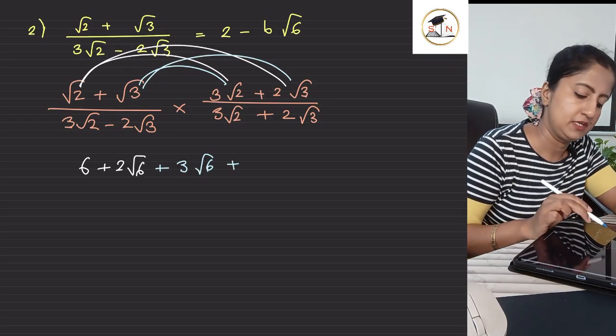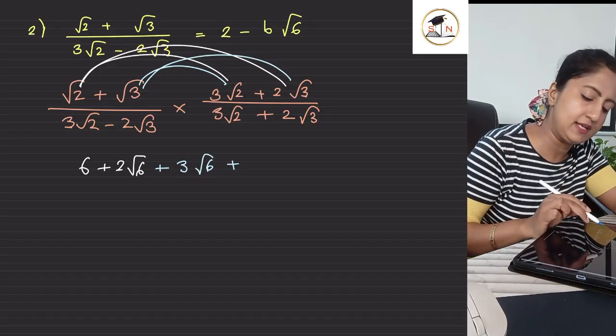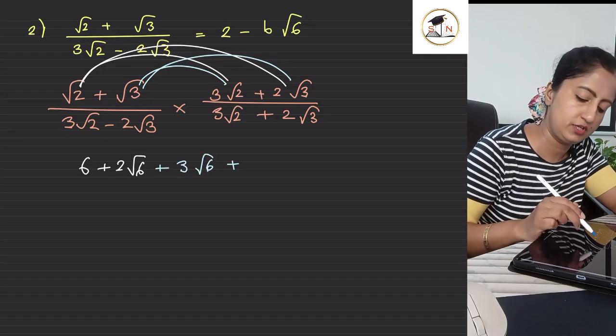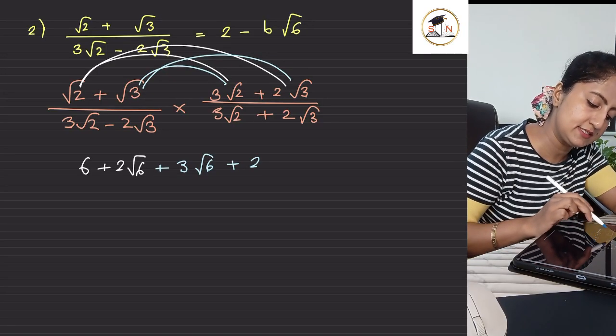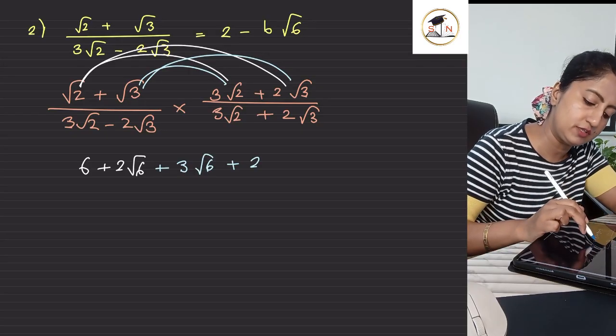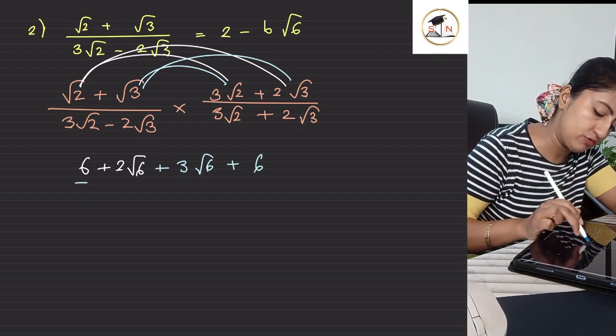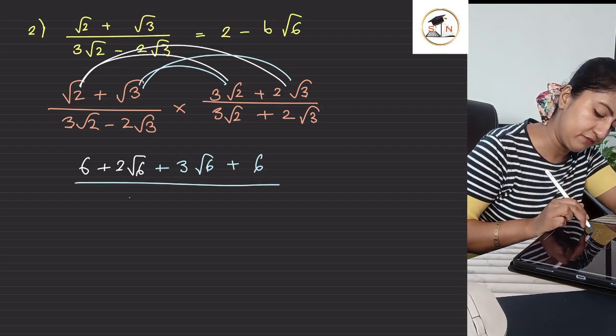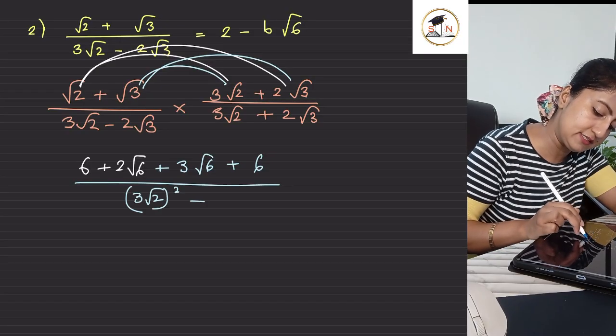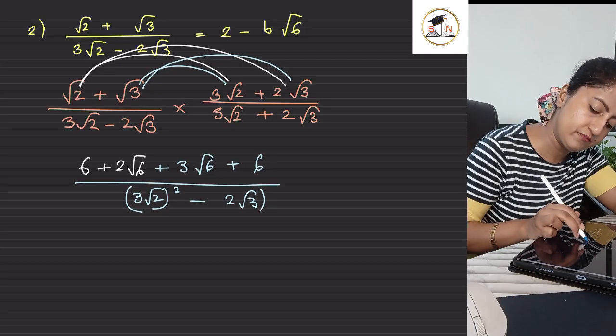The last, root 3 into 2 root 3. So we do not have any rational term outside the first root 3. So therefore 2 will remain as it is. अब root 3 into root 3 क्या होता है? 3. So root 3 into 2 क्या बन जाएगा? It is going to be 6. Now, what do we get in denominator? We will have 3 root 2 whole square minus 2 root 3 whole square.